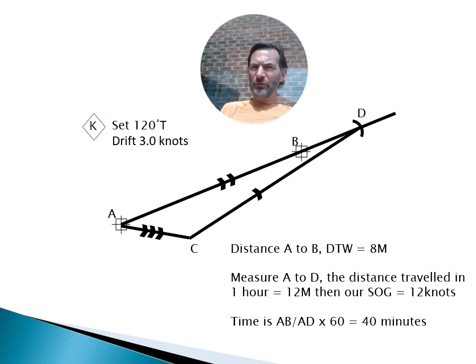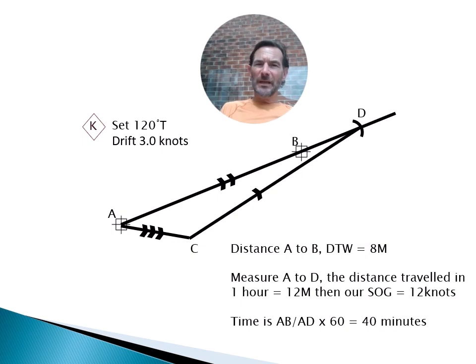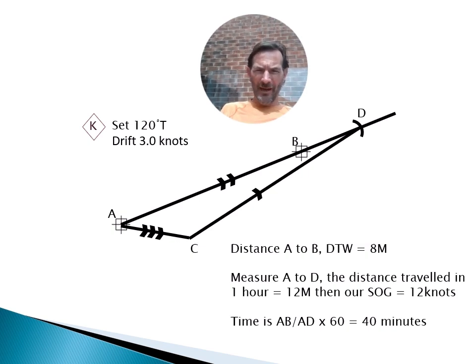Well, we said that this process had taken 1 hour. So where did we start? We started at A. Where did we finish? We finished at D. And that took us 1 hour. In this example, we used a whole hour of tide and we used a whole hour of the boat speed, our 10 knots. So the distance that we've travelled from A to D is the distance we've travelled in 1 hour. We measure it and it comes out as 12 miles. Then our speed over the ground is 12 miles per hour, 12 knots.